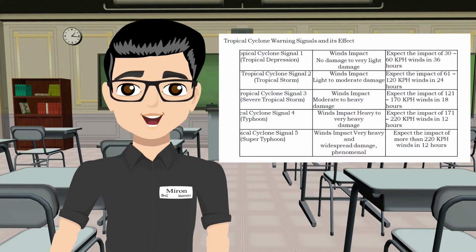For tropical cyclone signal number 4, which is a typhoon, wind impact is heavy to very heavy damage. We'll be expecting the impact of 171 to 220 kph winds in 12 hours. And for the last signal, signal number 5, super typhoon, wind impact is very heavy and widespread damage. Expect the impact of more than 220 kph winds in 12 hours.